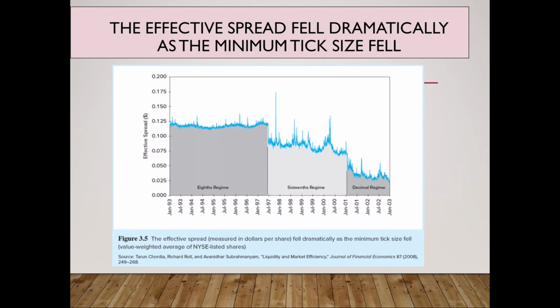So that's your difference between the bid price and the ask price, and how it's changed dramatically as the minimum tick sizes actually fell. So you can see it's almost up here, it's cut in about a quarter here, measured in dollars per share, as the tick size went from an eighth difference down to a 16th, down to decimal, down to a cent. So this is less dealer profit on these different transactions.